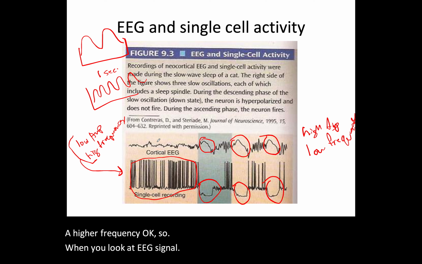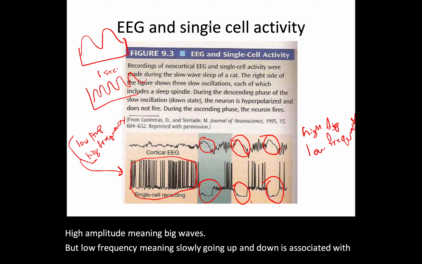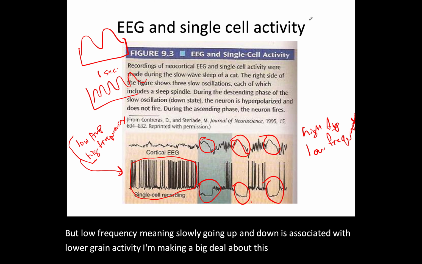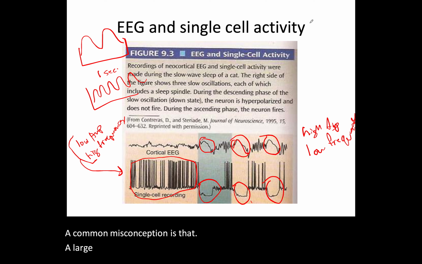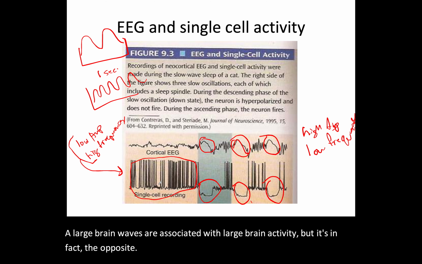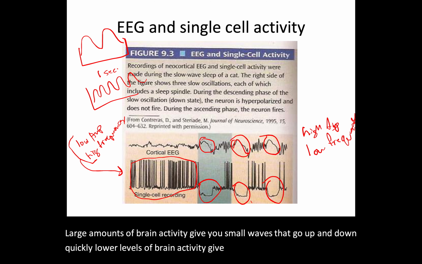high frequency, low amplitude corresponds to high levels of brain activity. High amplitude, meaning big waves, but low frequency, meaning slowly going up and down, is associated with lower brain activity. I'm making a big deal about this because a common misconception is that large brain waves are associated with large brain activity, but it's in fact the opposite. Large amounts of brain activity give you small waves that go up and down quickly. Lower levels of brain activity give you large waves that go up and down very slowly.